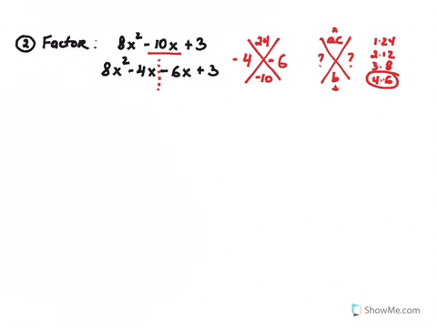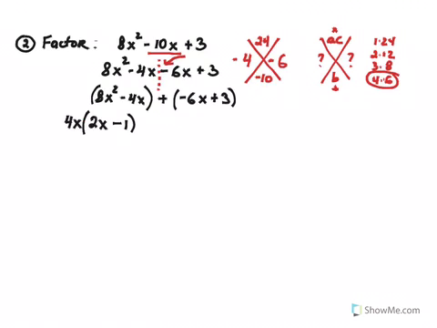If you are confused what to do with this negative right here, I suggest to literally rewrite this into an expression having two groups. In this format, you can clearly see that you are looking for the GCF of each individual group of two terms. Let's start with the first one. What is the greatest common factor between 8x squared and negative 4x? I hope you agree that it would be 4x. We factored out 4x, and we have the remaining factor of 2x minus 1.